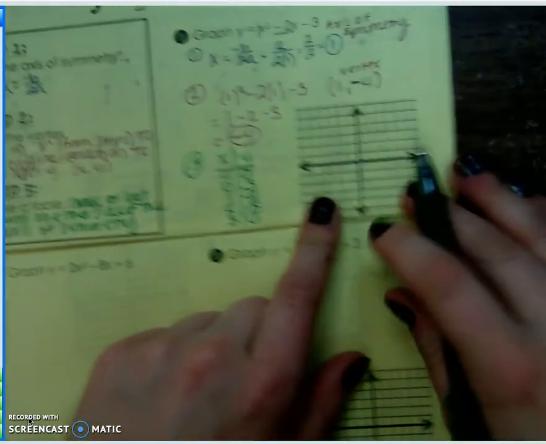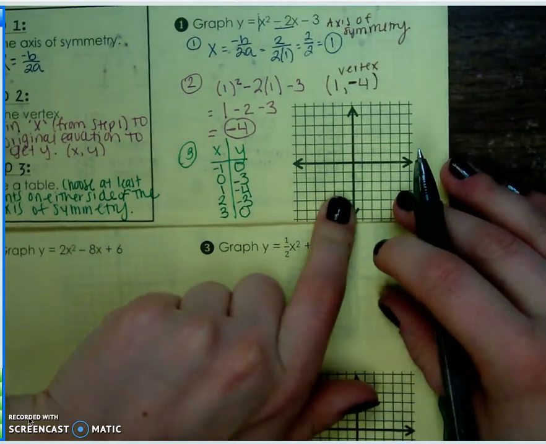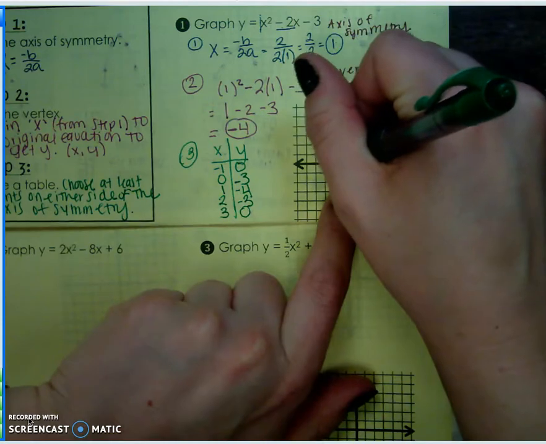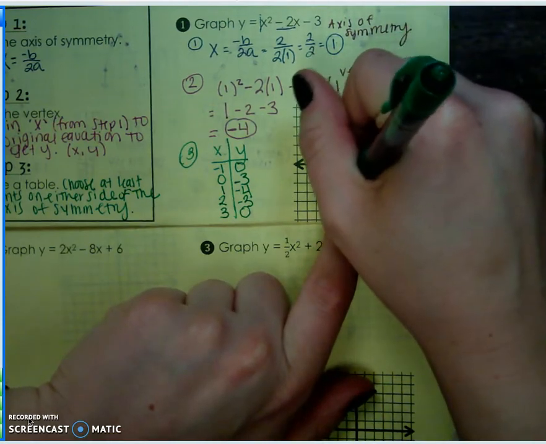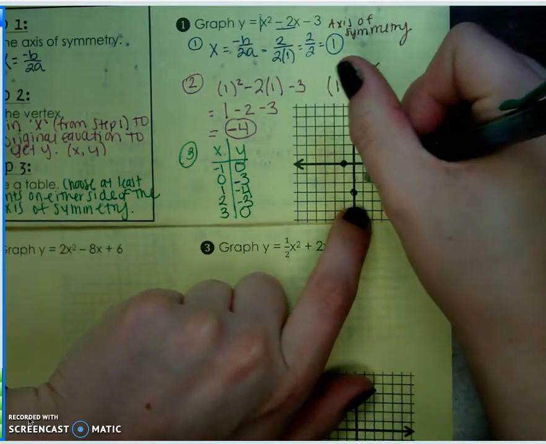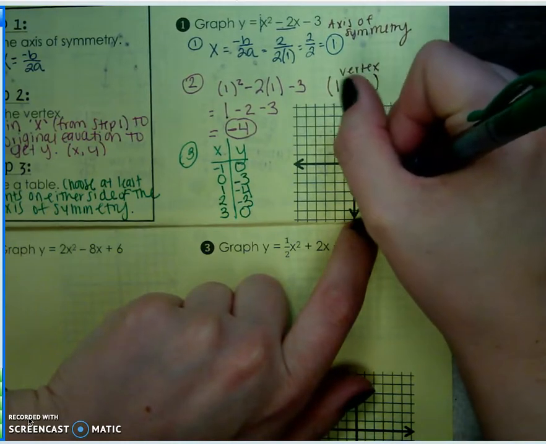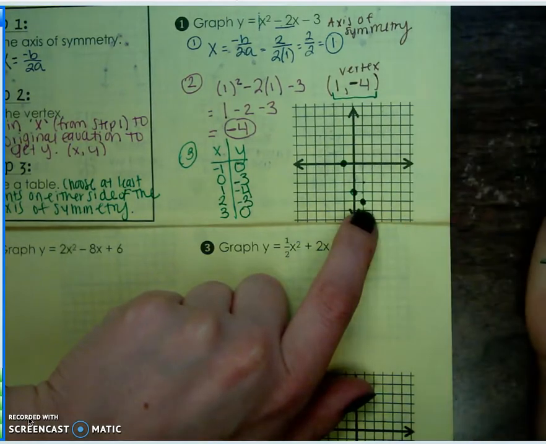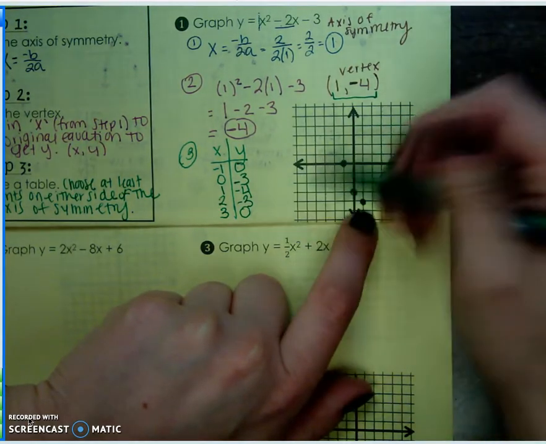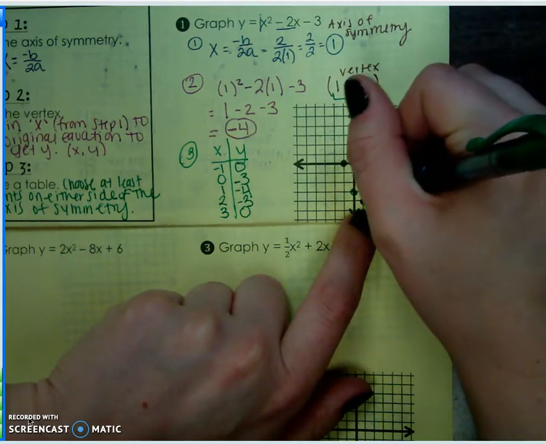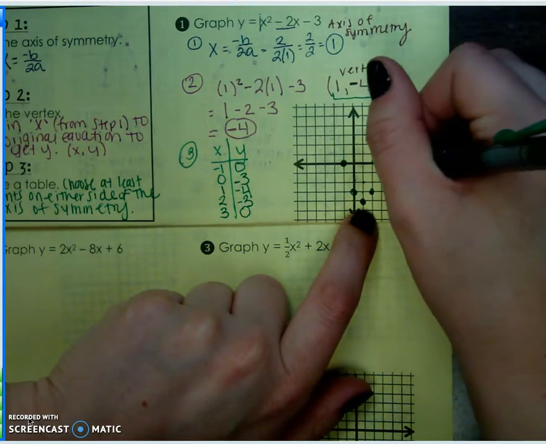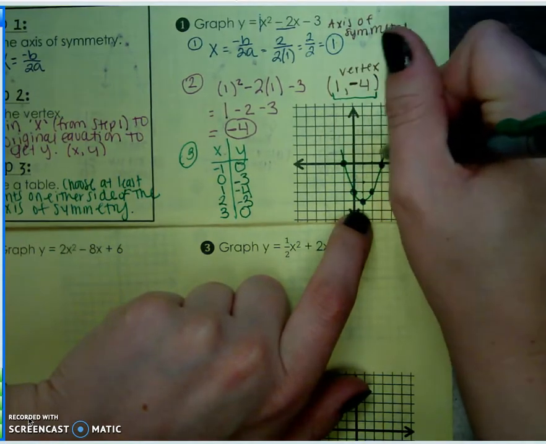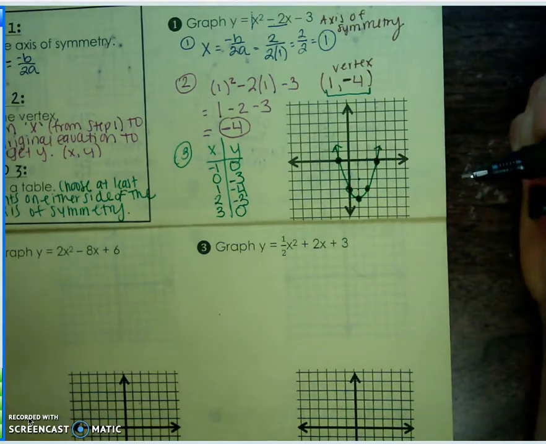All right. So now let's go ahead and graph this. We have (-1, 0), (0, -3), (1, -4), which should also be our vertex. There shouldn't be anything below that point now. And then I have (2, -3) and (3, 0). And good, there was nothing below that point. Here's my quadratic equation, graphed.